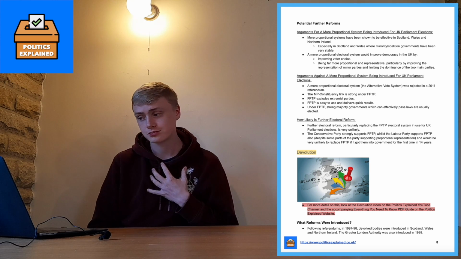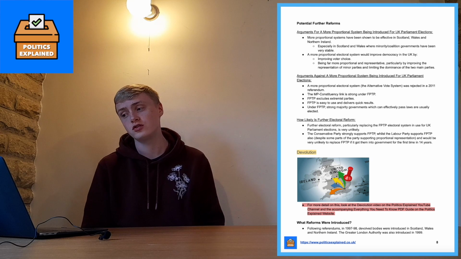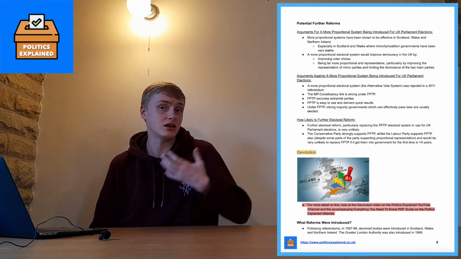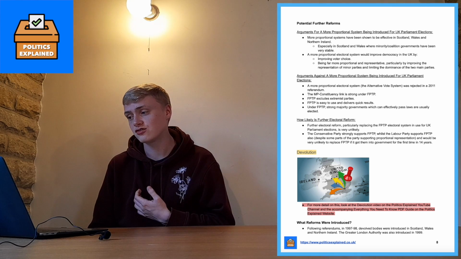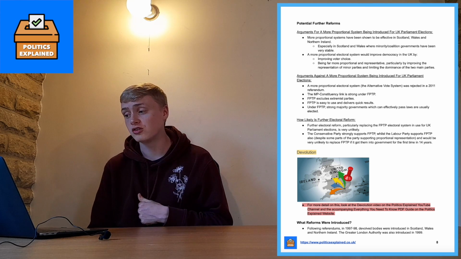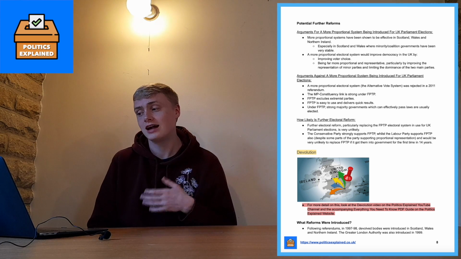On the other hand, arguments against a proportional system being introduced for UK Parliament elections are that a more proportional electoral system was rejected in a 2011 referendum, the AV referendum. The MP constituency link is strong under first past the post, and first past the post also produces strong majority governments, excludes extremist parties, and is easy to use and delivers quick results.